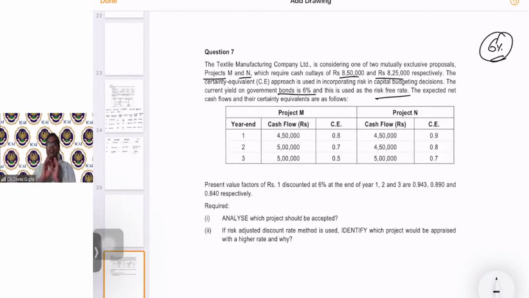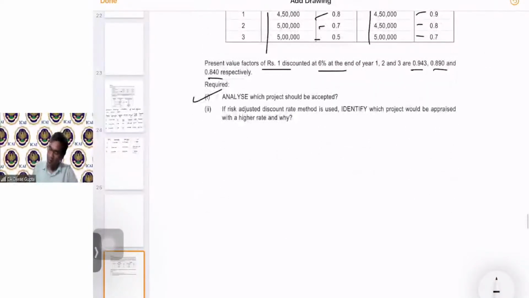Perfect. The question is asking us to follow a certainty equivalent approach. And in that, since the cash flows are also riskless, the discount rate would also be risk-free, which is also given. The expected net cash flows and the certainty equivalents are as follows. Project M, Project N, along with the certainty equivalents they have given. Present value factor of ₹1 discounted at 6%, they have given us the present value factors also at 6%. Analyze which project should be accepted. So very simple.